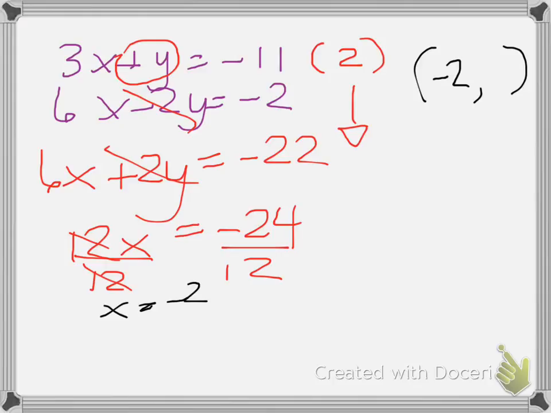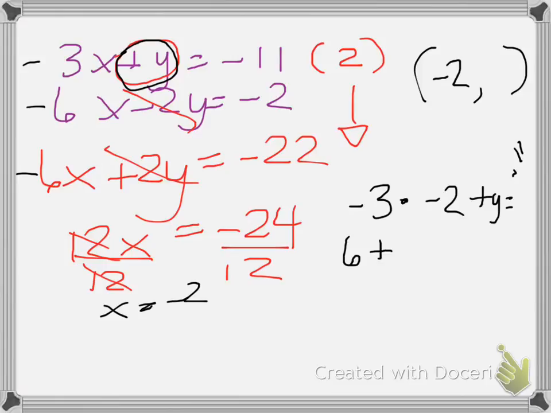And I can put it in either equation, or any of the three equations, this one, or this one. But I'm going to go ahead and do this one because y is already actually by itself a little bit, so that makes it a little faster. So it's going to go negative 3 times negative 2 plus y equals, whoops, ran out of room, negative 11. So negative 3 times negative 2 is positive 6, so I have positive 6 plus y equals negative 11.